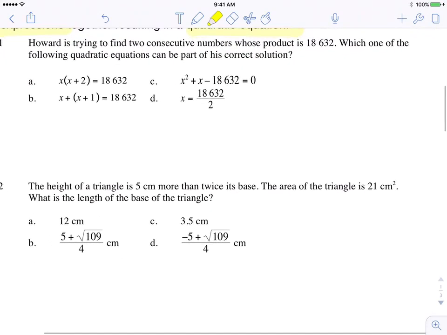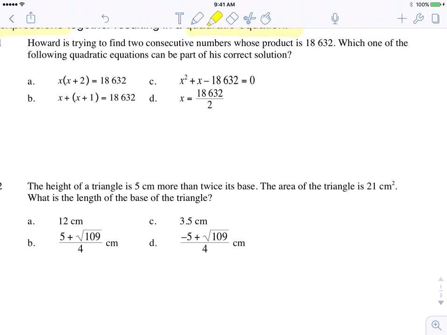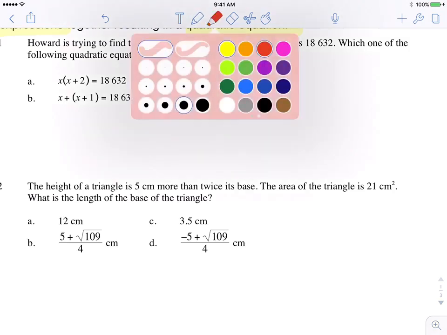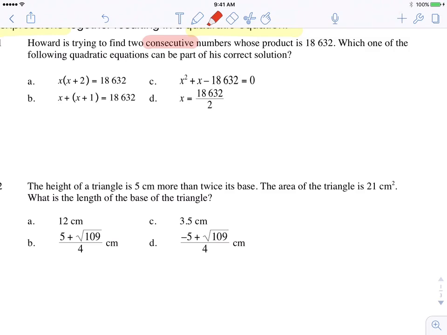Okay, Howard is trying to find two consecutive numbers, the key here being the consecutive, whose product is 18,632. You'll recall that product is the result of two factors being multiplied together. So we're looking for two numbers that happen to be consecutive, one after the other, and they are multiplied to produce the number 18,632. Which of the following quadratic equations can be part of his correct solution?